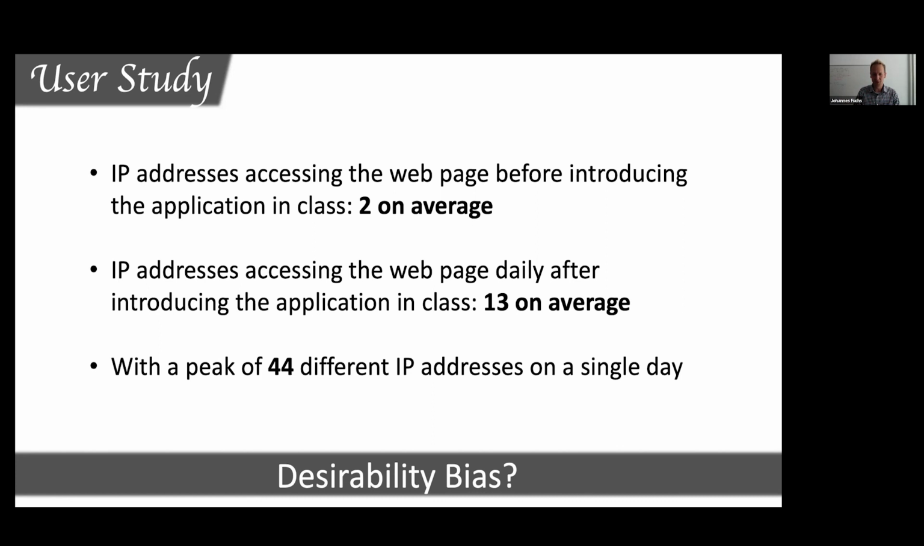After introducing the software, you can see that we have on average 13 different IP addresses accessing our EduClust server on a daily basis. And this is pretty cool, with a peak of 44 different IP addresses. And keep in mind, we only had 48 students. So nearly everyone was accessing our EduClust software in order to prepare for the exam. And this is pretty cool.